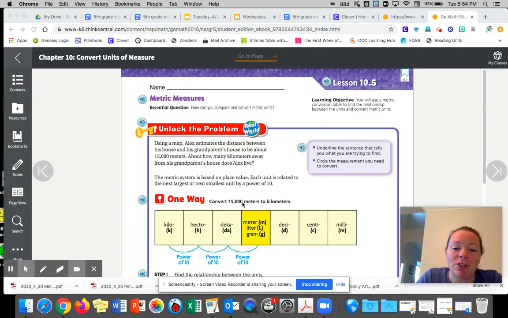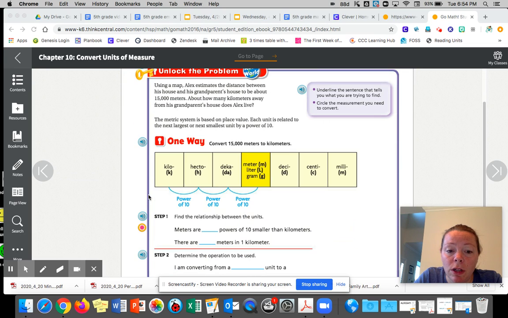So they're asking us here to convert 15,000 meters to kilometers. We're looking at meters, liters, and grams. We don't have three separate conversion charts here for length and capacity and weight. We only have one. They're all the same and they all work together. If we're talking about meters, liters, or grams, we're talking about powers of 10. So really, we only have one lesson on converting metric measurements because it's all the same. If you can do one, you can do the other.